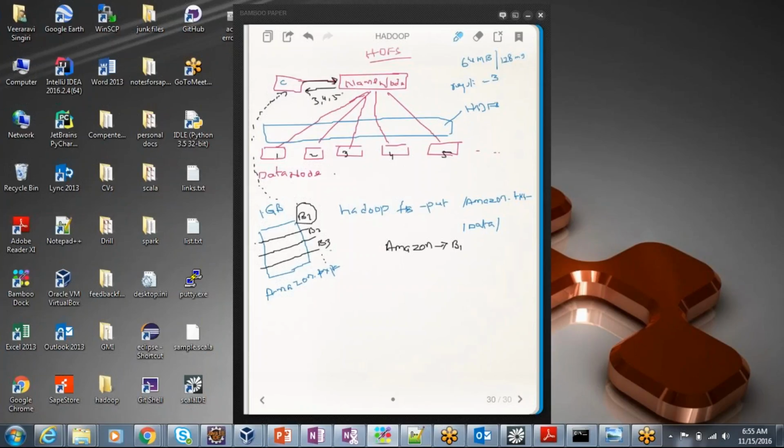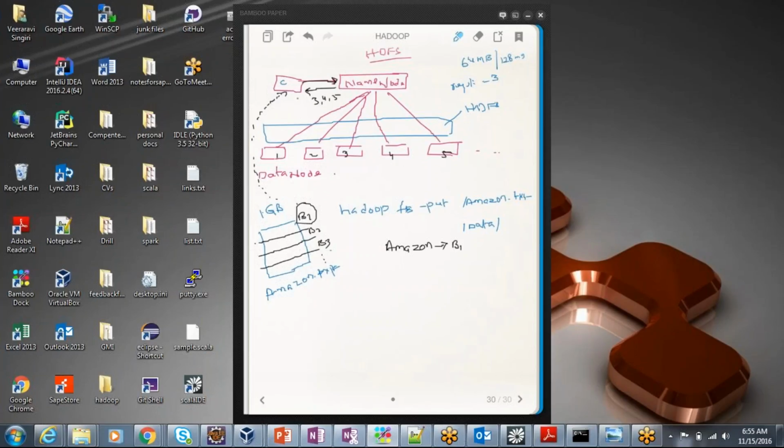He has given 3, 4, 5 machines. He will give those machines in ascending order. Ascending order based on what? These machines will have IP addresses. Is it based on the IP address? No. Who are all near to the client?